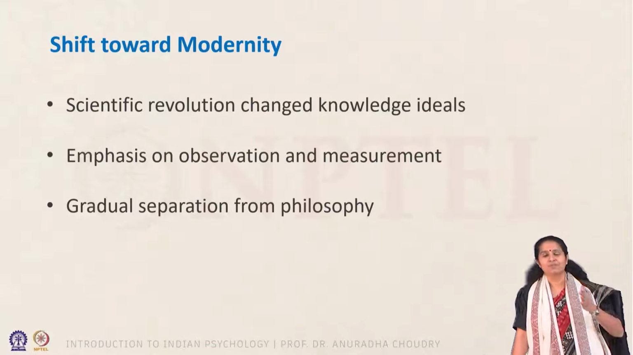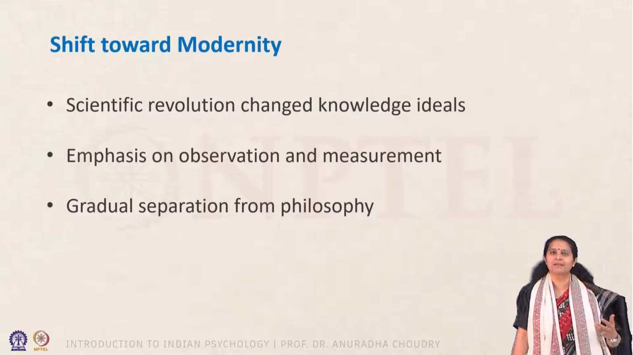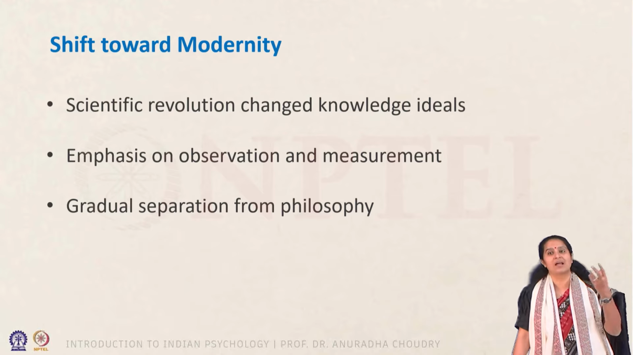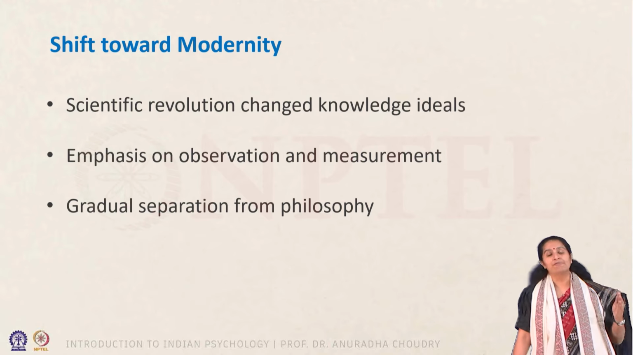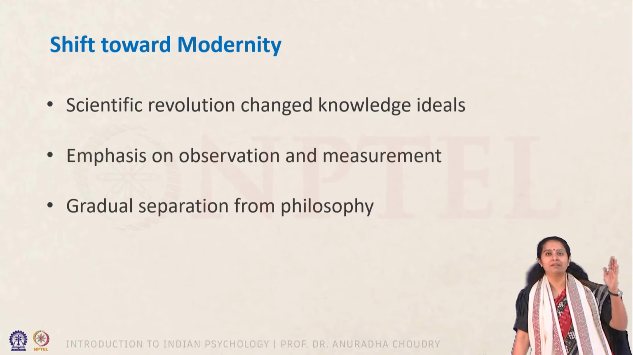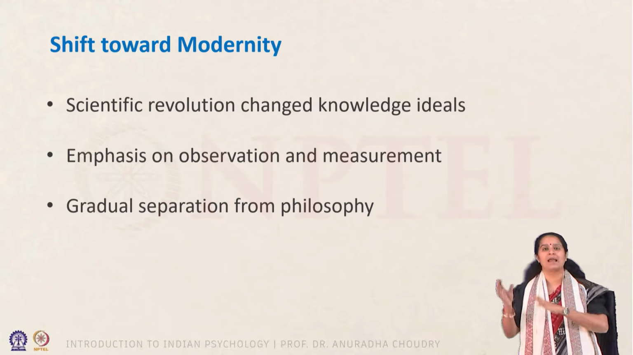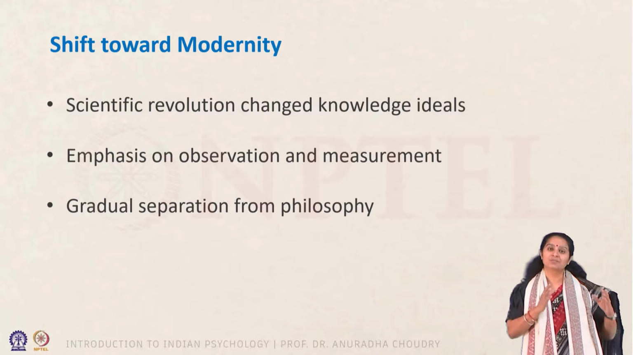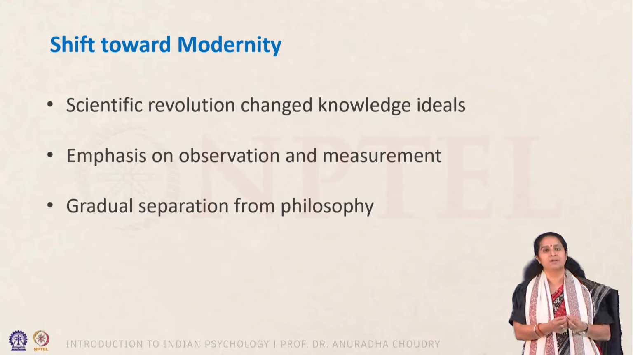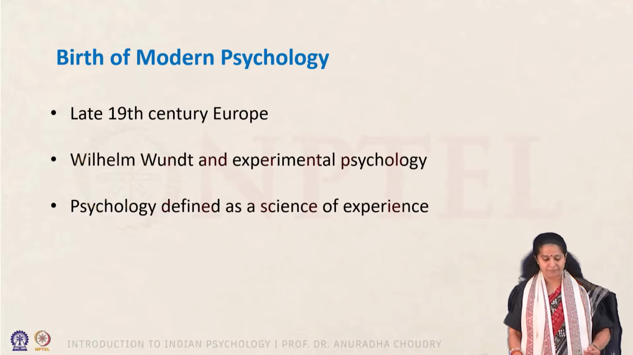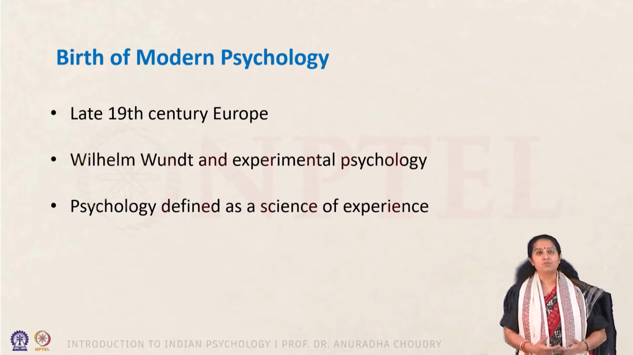Then as we shift towards modernity, due to the scientific revolution that was taking place, certain changes came in the way we looked at knowledge, ideas, etc. The emphasis now shifted from belief-based systems to observation and measurement. And there was a gradual separation of this discipline from philosophy itself. That gave birth to modern psychology.